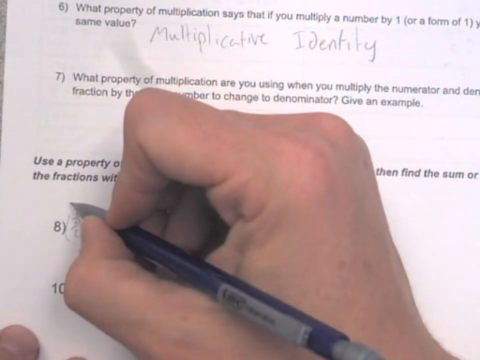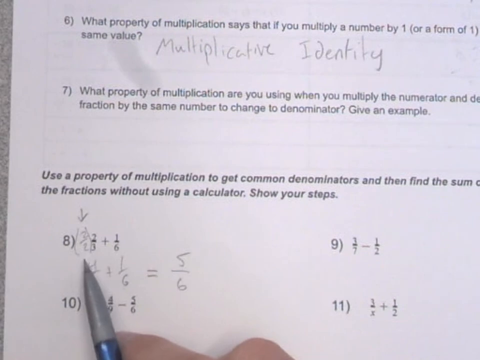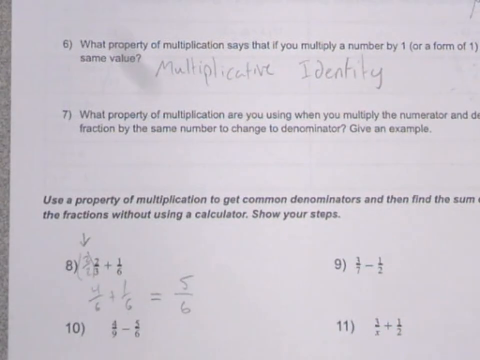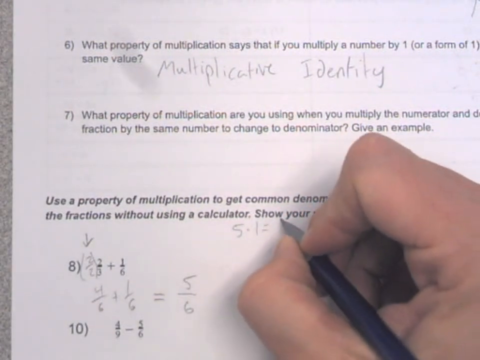Now think about this for a second. Going back to the property we just talked about, what is 2 over 2? 2 over 2 is equal to 1, right? So really what I'm doing is I'm multiplying by 1. The multiplicative identity property says if I multiply something by 1, it doesn't change, right? So 5 times 1 equals 5.